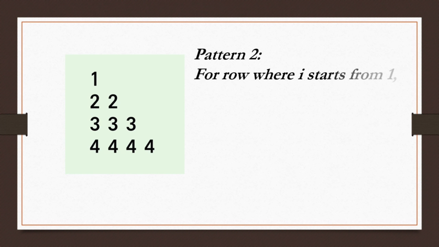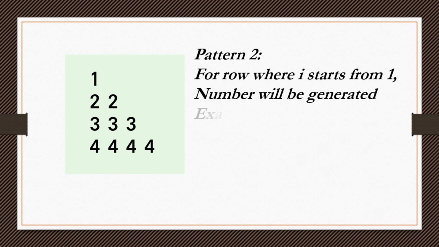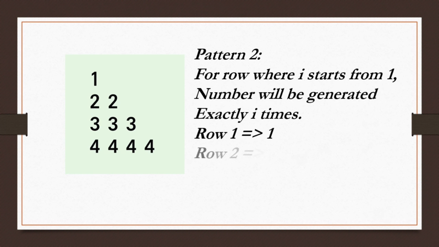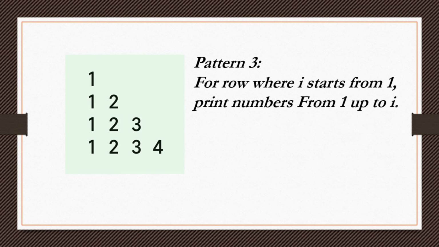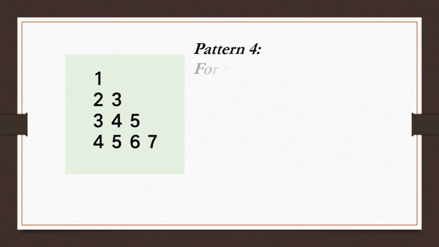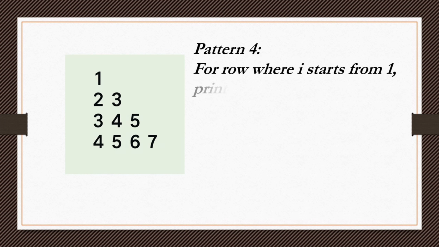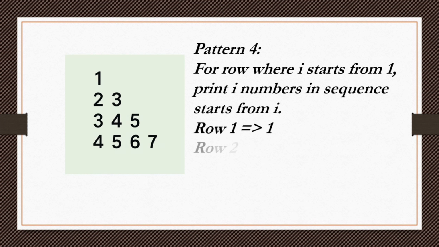Pattern 2. For row where I starts from 1, number will be generated exactly I times, row 1: 1, row 2: 2 2. Pattern 3. For row where I starts from 1, print numbers from 1 up to I, row 1: 1, row 2: 1 2. Pattern 4. For row where I starts from 1, print I numbers in sequence starting from I, row 1: 1, row 2: 2 3, row 3: 3 4 5.